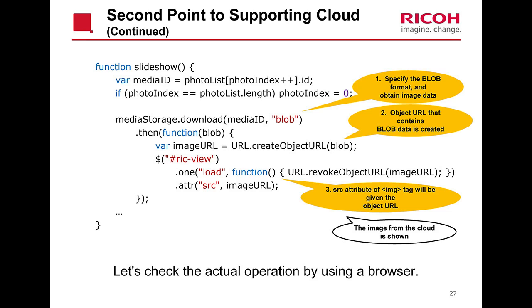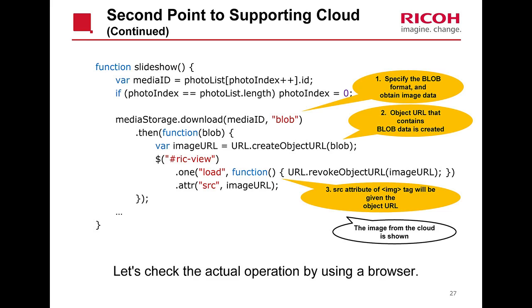The code shown on the screen downloads an image from the cloud by using the Storage SDK. Specify the image to obtain by specifying the image identifier, that is, one of the IDs in the list which was obtained before by using the list method. Enter the string blob as the format. With this, the image data can be obtained in the blob format, and by using this blob data as an argument, the code calls a method named url.createObjectURL.